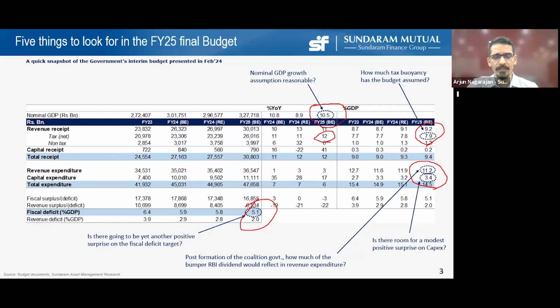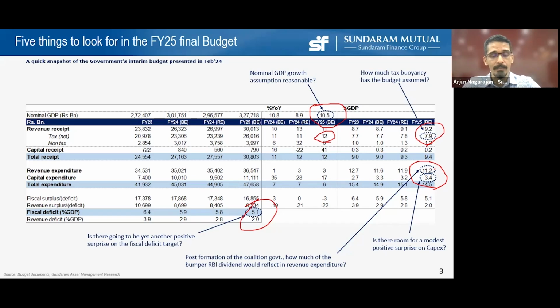So how do I read these 5 numbers? How do you put these 5 numbers together? First, is there a realistic nominal GDP assumption? Second, is your fiscal deficit getting better, or is it the same as it was projected in the FY25 interim budget? Third, are you seeing tax buoyancy? Tax buoyancy would mean that the government is expecting the economy to also continue at a good steam and see some progress. And lastly, what is the expenditure mix like?